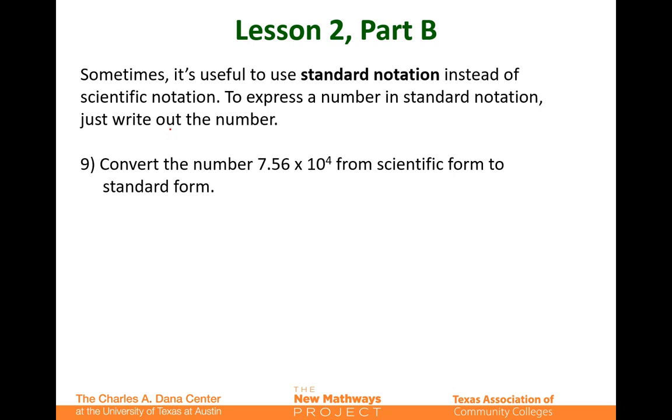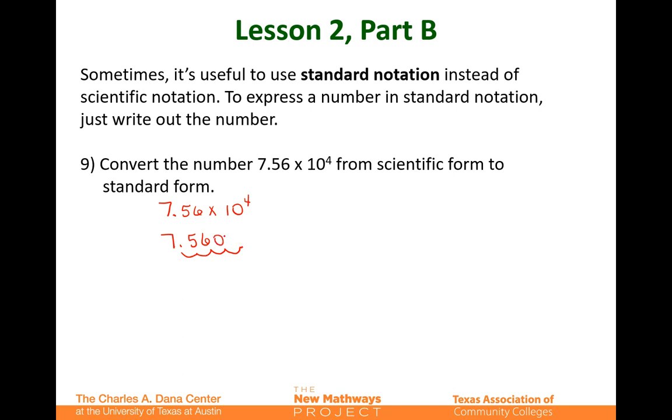Sometimes it's useful to use standard notation instead of scientific notation. To express a number in standard notation, just write out the number. Well, let's show you how you write it. Okay, 7.56 times 10 to the 4th. That means you're going to multiply by 10 4 times. Every time you multiply by 10, the decimal place moves over. So you're going to move the decimal 1, 2, 3, 4.